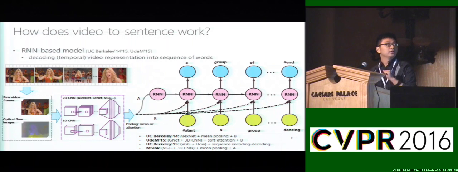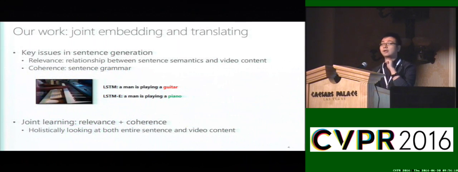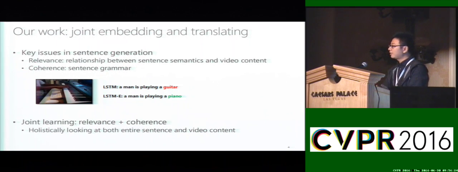It should be noted that the video representation can be injected at the first time step or at each time step. And for this RNN-based model, it mainly focuses on the contextual relationship between the words in the sentence, which can be seen as such kind of coherence among the sentence. So, from the 2 kinds of models for video to sentence, we can get to 2 key issues in this task. The first is the relevance, which represents the relationship between the semantics of the entire sentence and the video content. And another key issue is the coherence, which can make the sentence logically and grammatically correct.